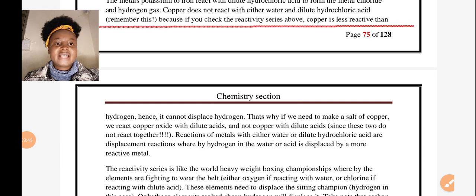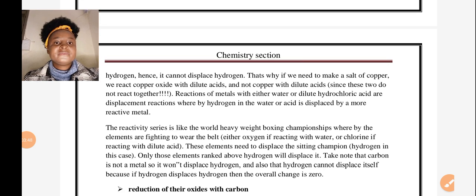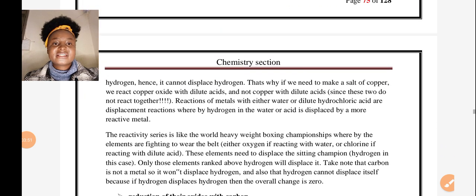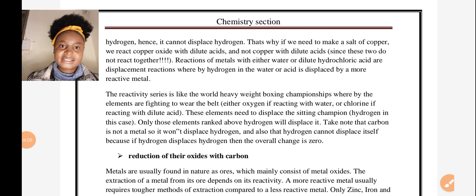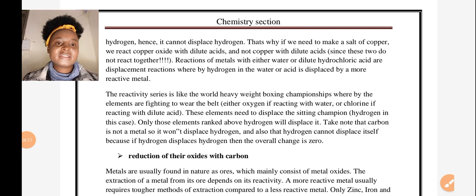So we are saying copper is less reactive than hydrogen. This means that copper cannot displace hydrogen from its compound. That is why if we need to make a salt of copper, we react copper oxide with dilute acids and not copper with dilute acids. So copper oxide reacts better with dilute acid compared to pure copper. So reactions of metals with either water or dilute acids, we call them displacement reactions, because hydrogen is being displaced from its compound. It's either hydrogen from water or hydrogen from the acids, right?